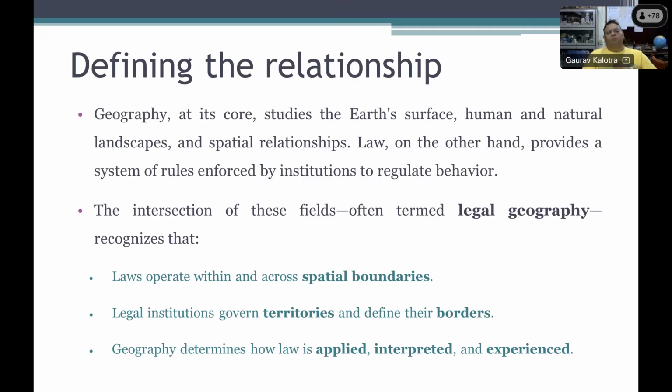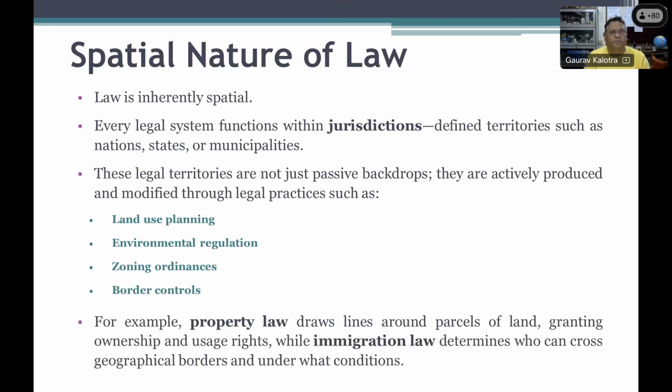Now, when we are talking about spatial boundaries, we mean any administrative boundary of a village, block, tehsil, district, state, country. So all these are spatial boundaries. Now, these are administrative boundaries. There are other boundaries also, but we will not be talking about them here. Legal institutions govern territories and define their borders. Geography determines how law is applied, interpreted, and experienced.